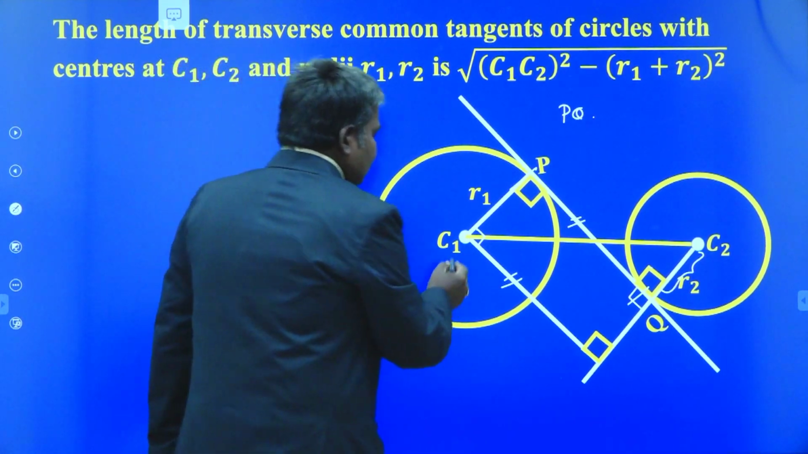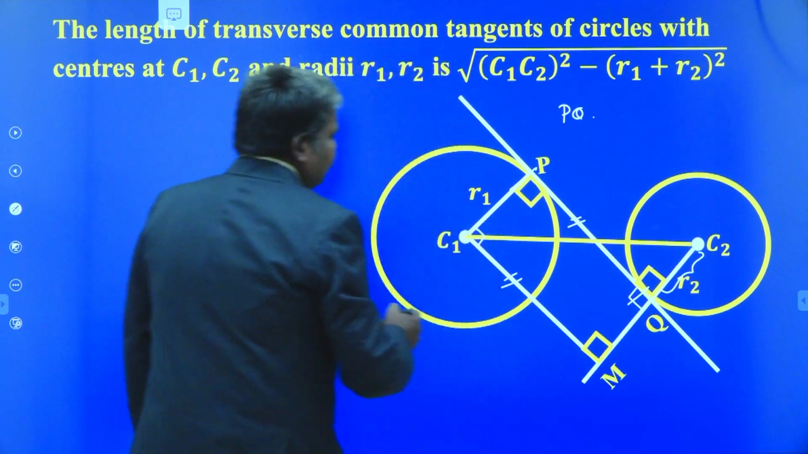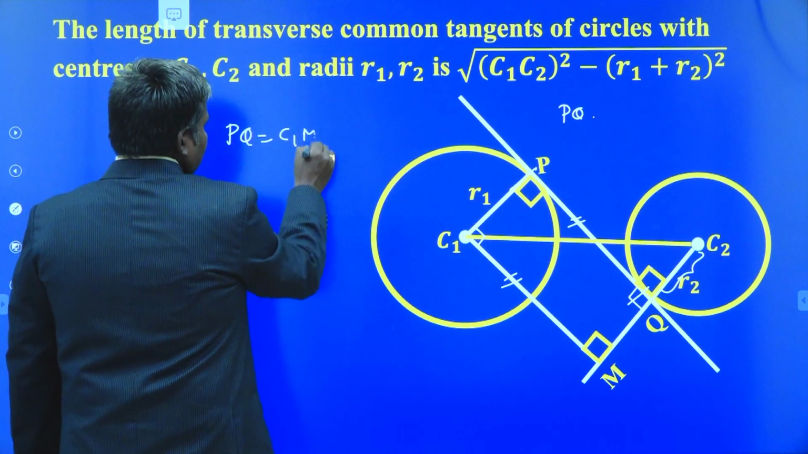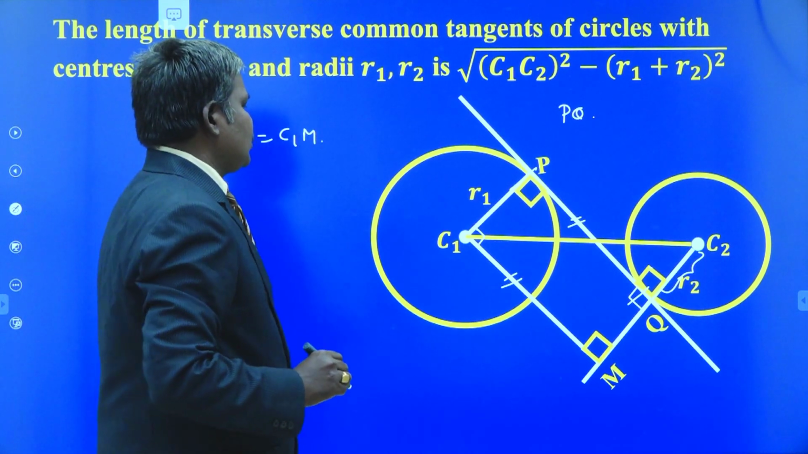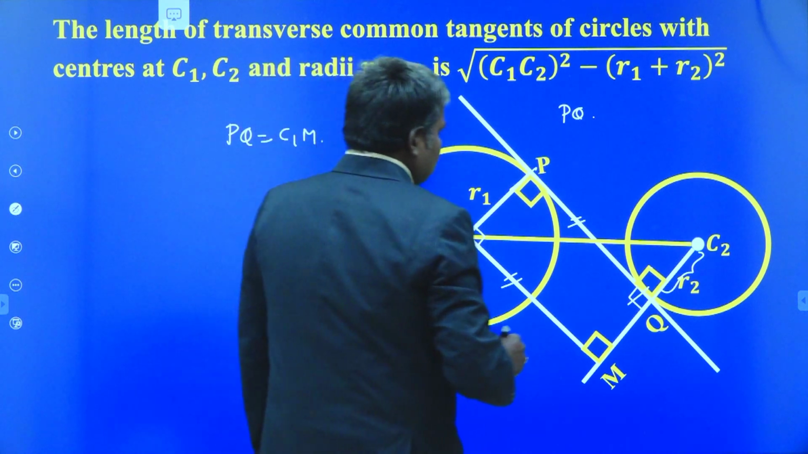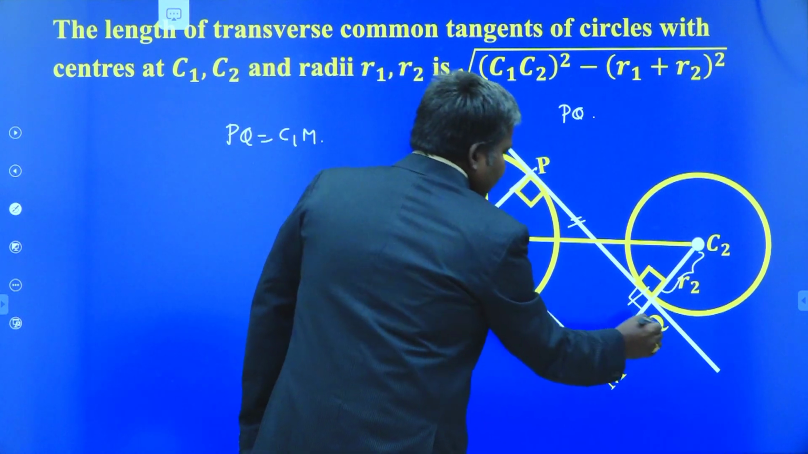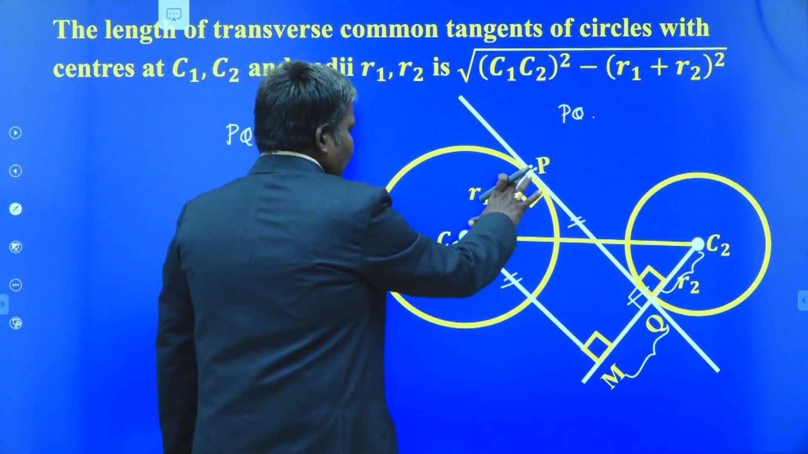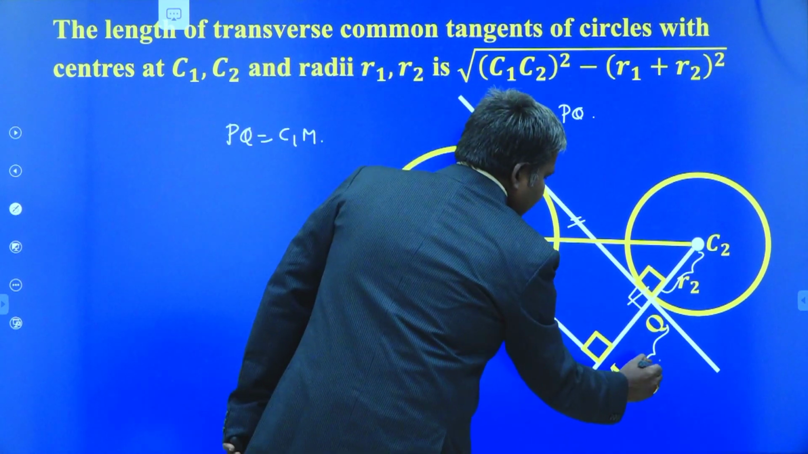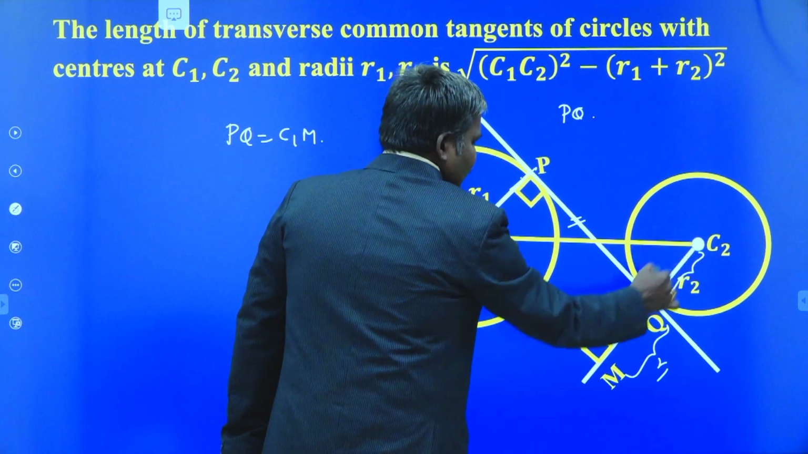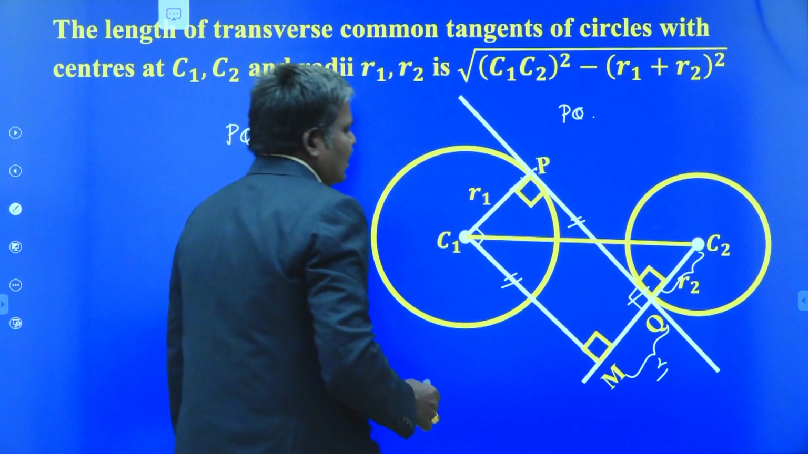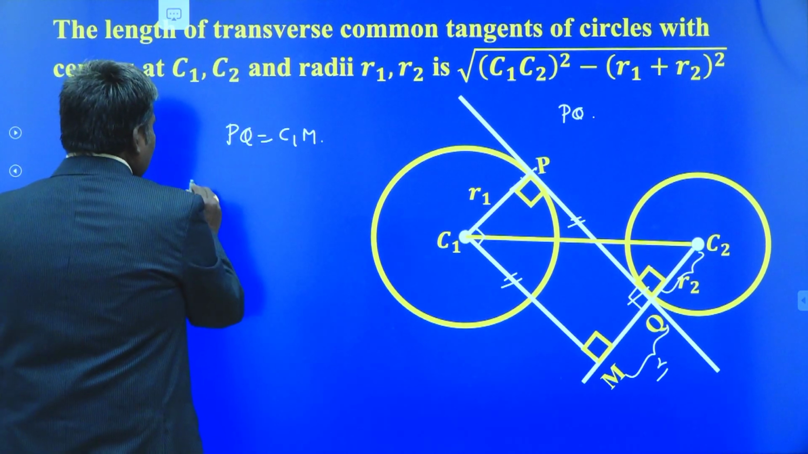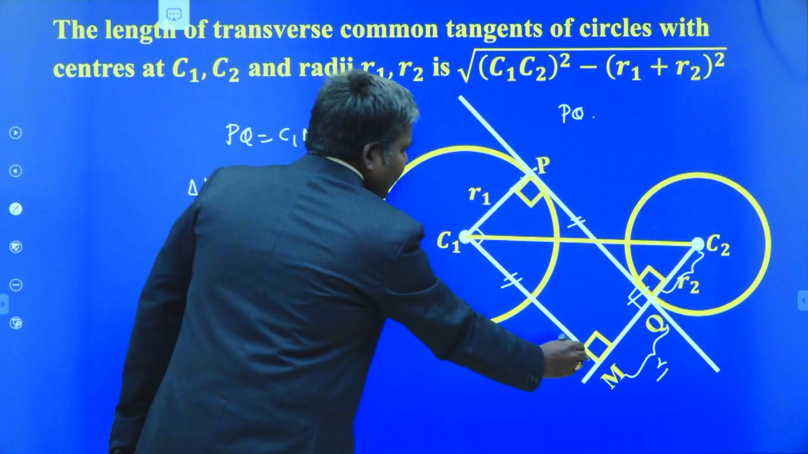So PQ is nothing but, this is the point say M, PQ is equal to C1M. Now my question is, when it is R1, what is the distance from here to here? The parallel distance is always the same. So when it is R1, the distance from here to here is also R1. So the entire distance from here to here is what now? R1 plus R2. Now consider the right angle triangle. What is that? C1MC2.